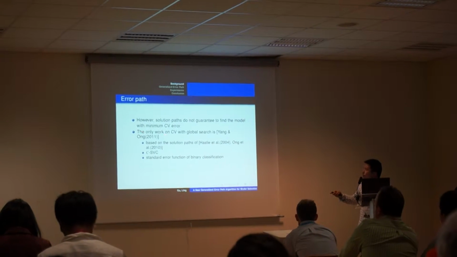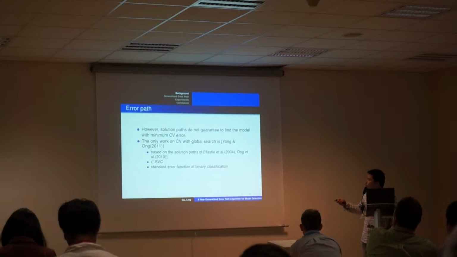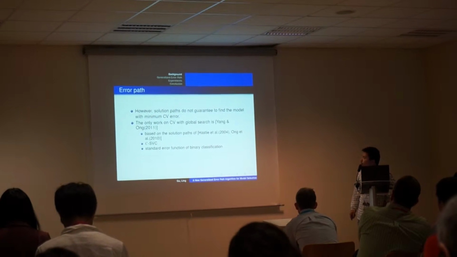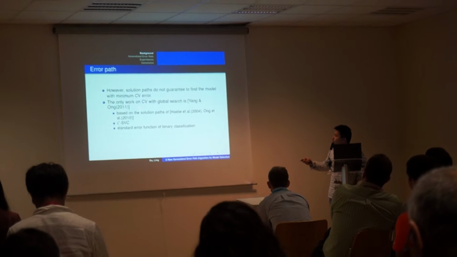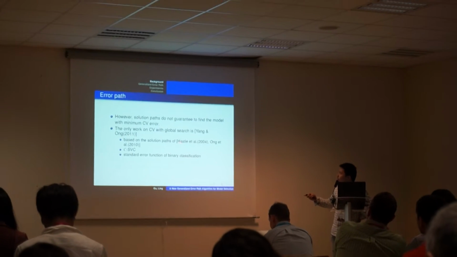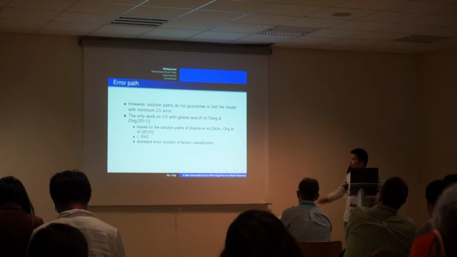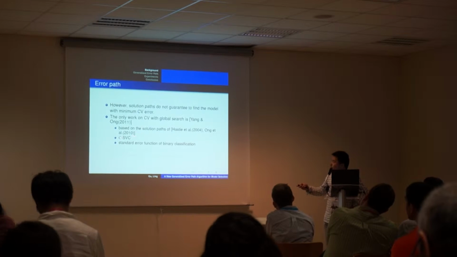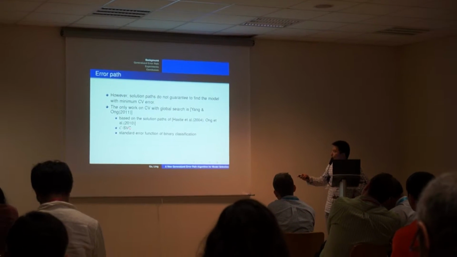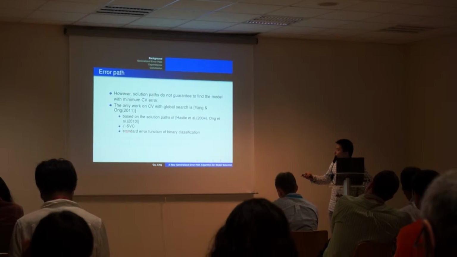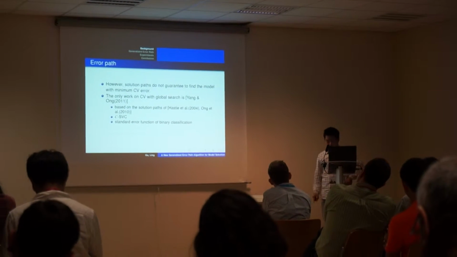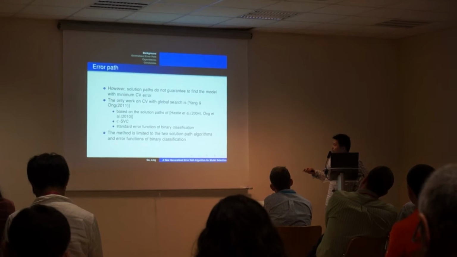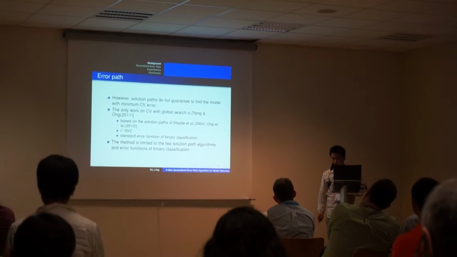But the only work on cross-validation with global search is the work of Yang and Ong in 2011. Their method is based on the solution paths of Hastie et al. 2004 and Ong et al. 2010. This work is on SVM classification and the work on the standard error function of binary classification. Overall, this method is limited to the two solution path algorithms and error functions of binary classification.